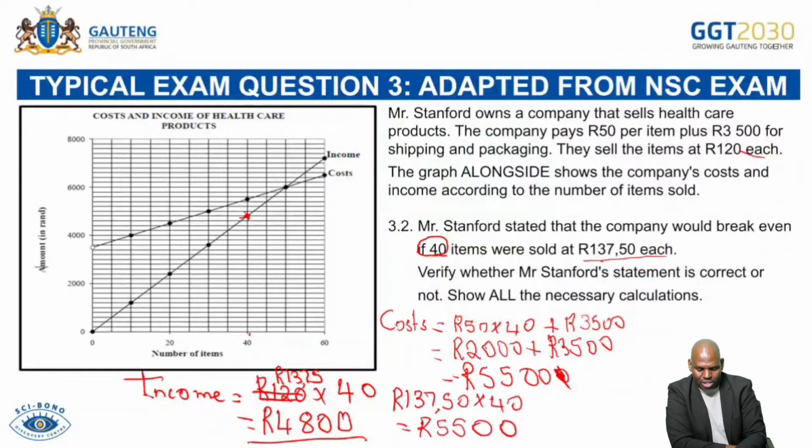So they say verify whether Mr. Stanford's statement is correct or not. Show all the necessary calculation. We calculated the cost. We took the price of one item, we multiplied by 40, and we also added the fixed price, which is 3,500. Then we got 5,500. And then we took the selling price, which is 137 Rand 50 multiplied by 40, we got 5,500. And then we can see that the income and the cost are equal. So therefore we can say Mr. Stanford's statement is correct.